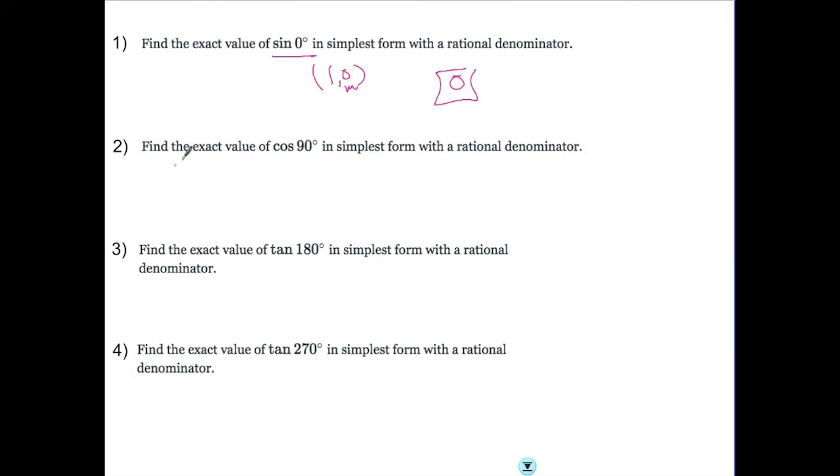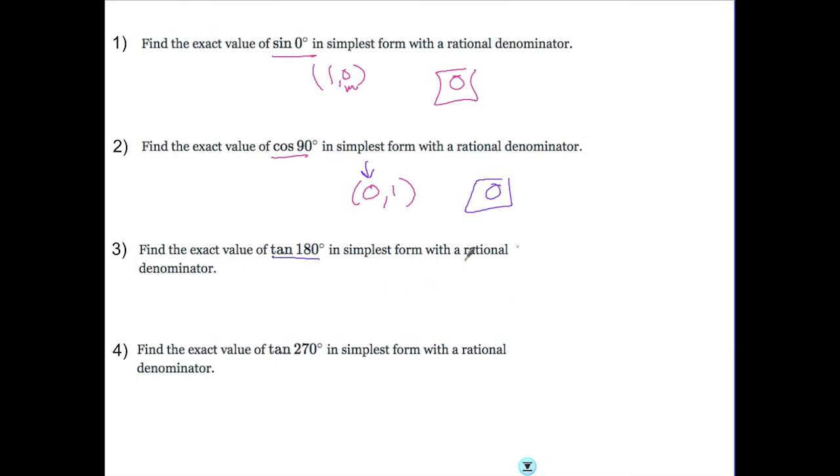So these should be pretty quick. Find the exact value of cosine 90. Again, go to 90 degrees, write down the coordinates. The cosine value is the x value. Done. Find the exact value of tangent 180.